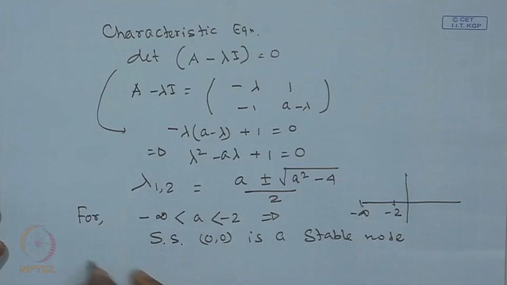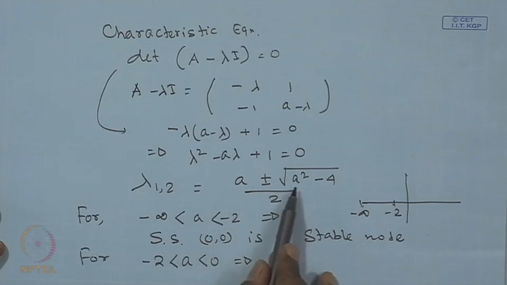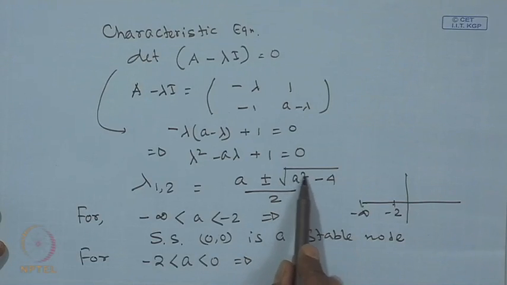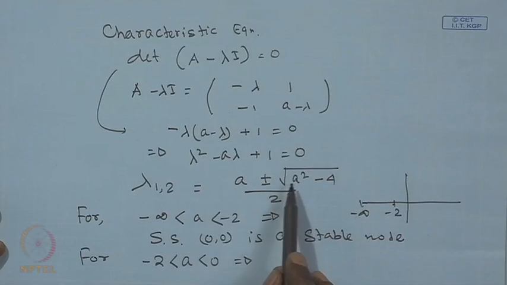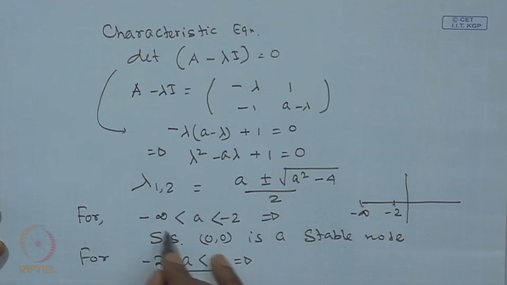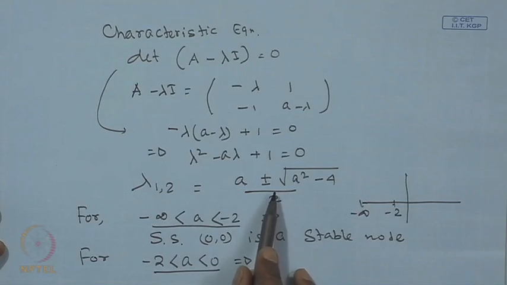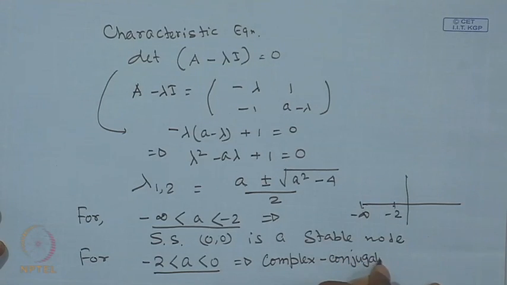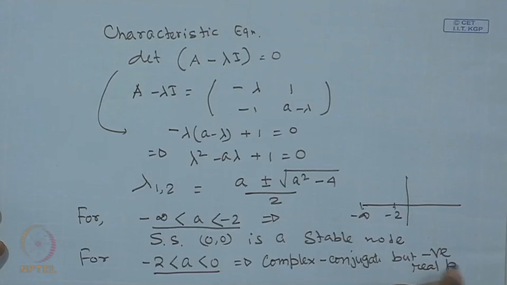Okay. So, for A lying between minus 2 and 0, you will have a negative real part, but at the same time the argument within the square root becomes less than 1. So, if it is lying between minus 2 and 0, the argument under the root becomes negative, so the whole thing becomes imaginary. At the same time, the real part will be negative. So, you will have complex conjugate roots with negative real part. So, eigenvalues become complex conjugate, but with negative real part. So, for this case we will have a stable focus.